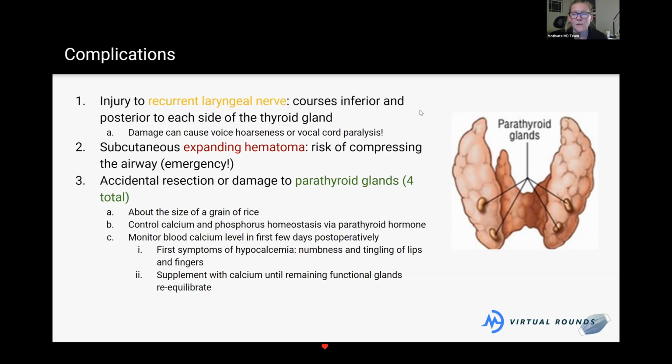The signs that we look for with low calcium would be numbness and tingling of your lips and fingers. That's a question that they always ask at rounds the day after surgery. Basically what they'll do is supplement with calcium to bring your levels up until your remaining functional glands catch up and are able to produce the proper amount of parathyroid hormone to maintain that normal balance. So hopefully that explains a little bit more about the parathyroid glands, but they're typically just very small, hanging out in the back, and they handle homeostasis of these electrolytes specifically.